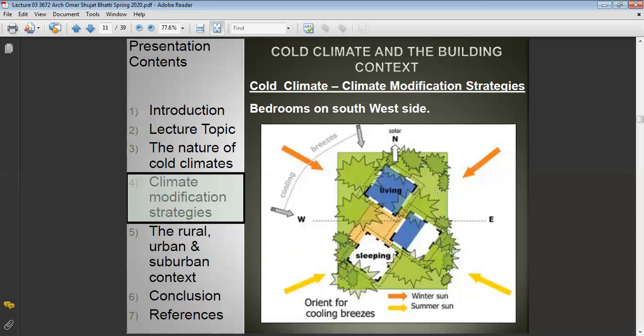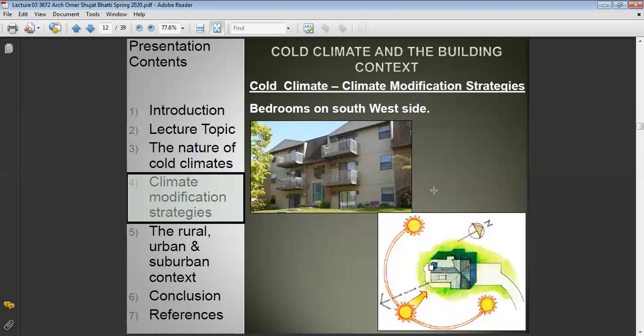All right, bedrooms on the south and west side should be placed so that they have maximum area exposed to the sunlight during the winters, and can have some warmth inside the spaces, and can be kept with the least energy demand towards a comfortable living space.